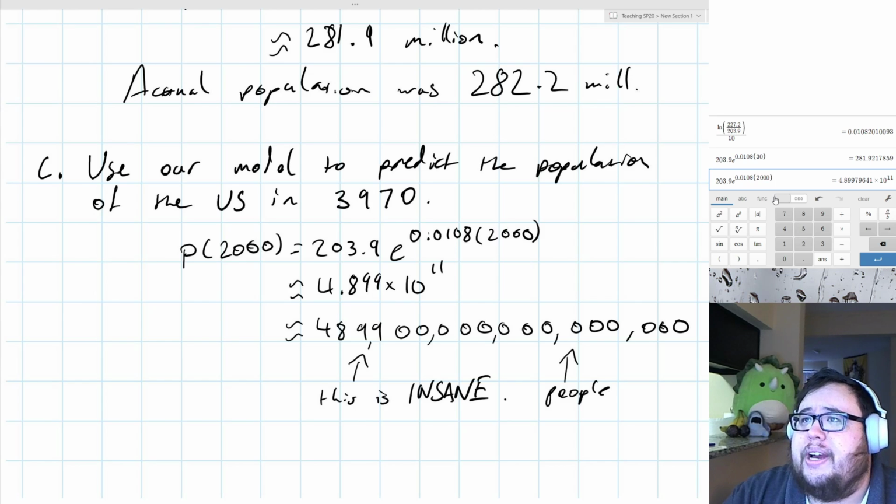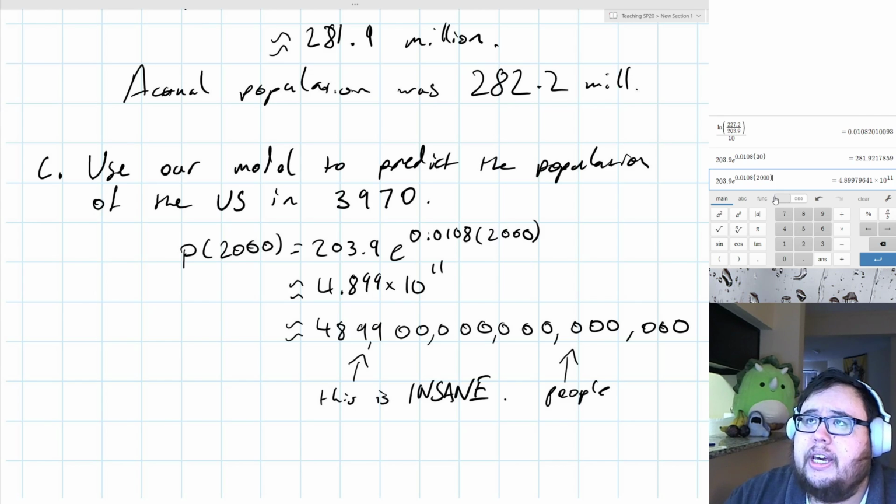Or is this some sort of crazy thing? Okay. And when Carl Sagan says that exponential models always break down, there's no such thing as true exponential growth in the universe, this is what he means, right? This model is clearly not accurate for the year 3970, okay?